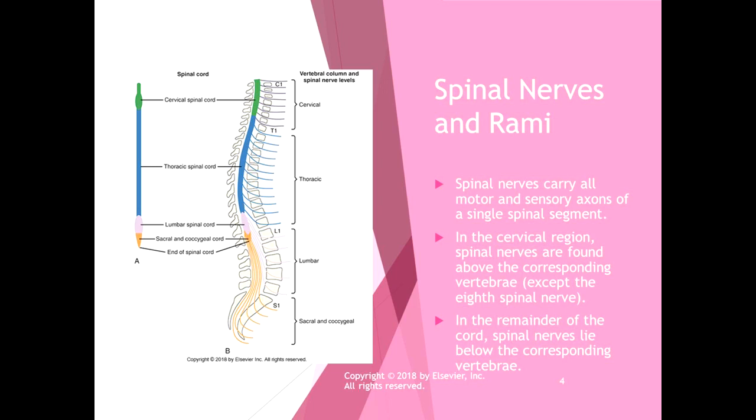cord, the nerves emerge below the corresponding vertebra. So T1 nerve is below T1. T2 nerve is below T2. Hopefully that makes sense.